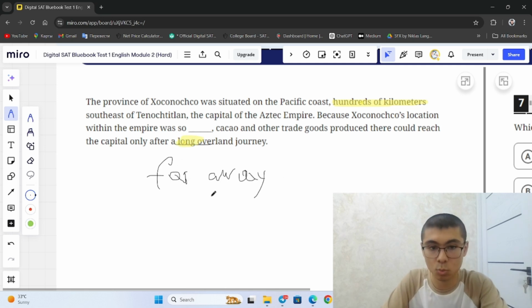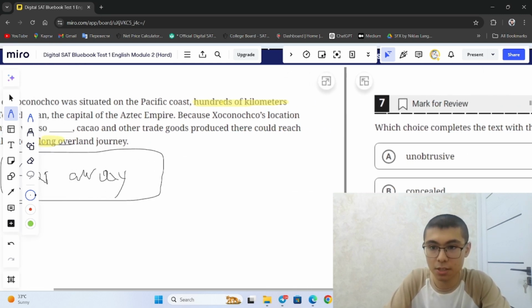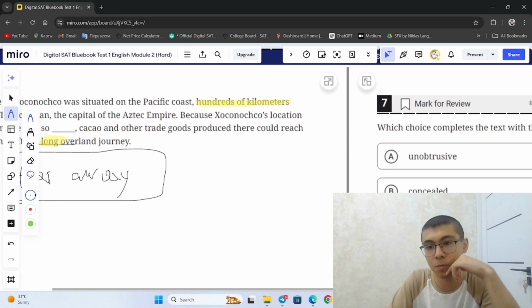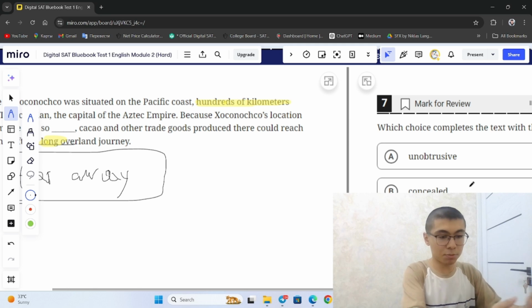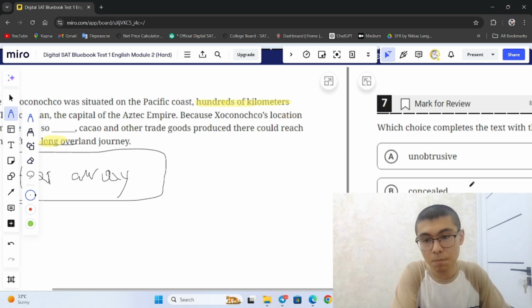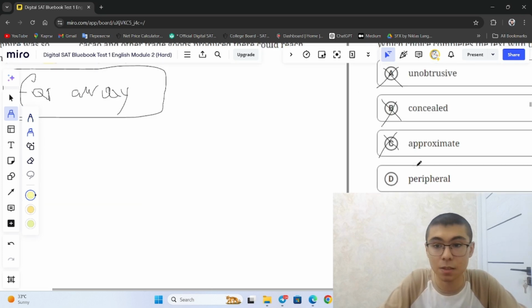So let's have a look at the choices. What I'm looking for is far away. So A, unobtrusive. B, concealed. They both kind of mean being hidden. Being hidden does not mean that it is far away. It might be very near to you, but it might be hidden, right? It doesn't really correlate to being far away. Proximate is the complete opposite. Peripheral exactly means being far away. So D is correct.